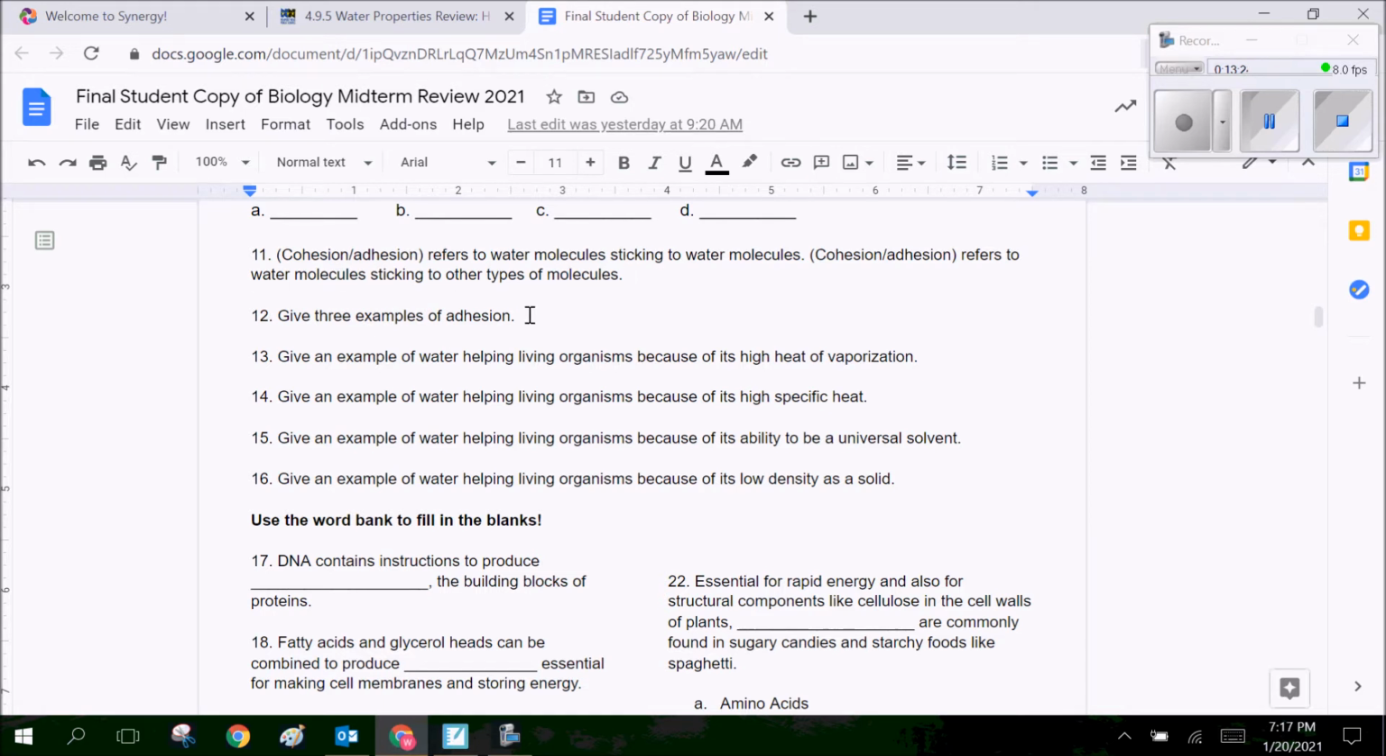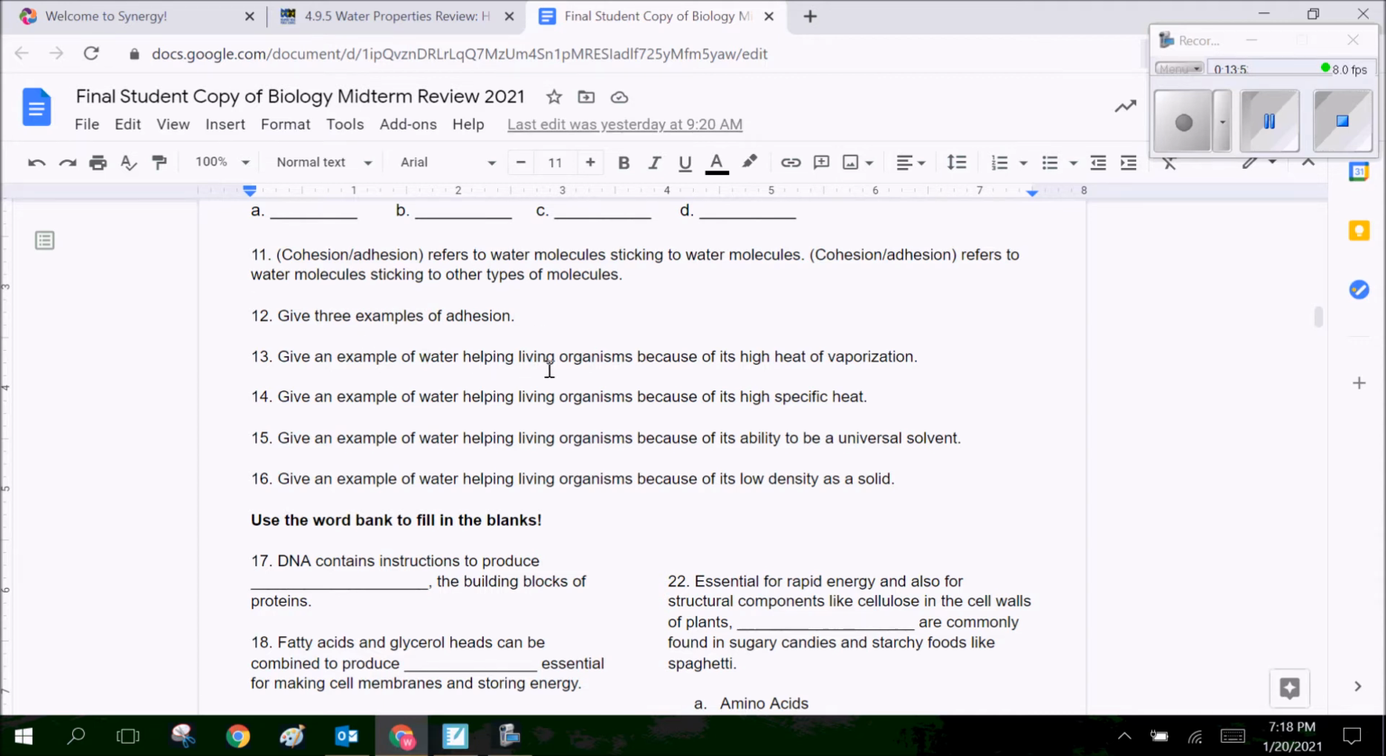Give 3 examples of adhesion. Anytime water has stuck to something is adhesion. Okay, so water on the windows in the morning when you get up. Water on the grass, right? The dew on the grass. I'm trying to think of others, and somehow my brain is completely blanking. Water on the windshield, water on the sides of your shower. Anytime that you see water sticking to something, that's adhesion.